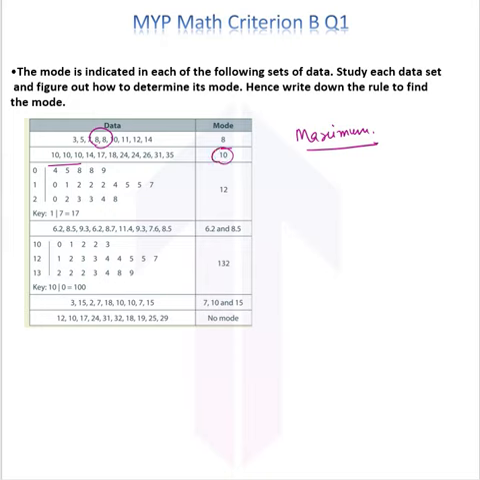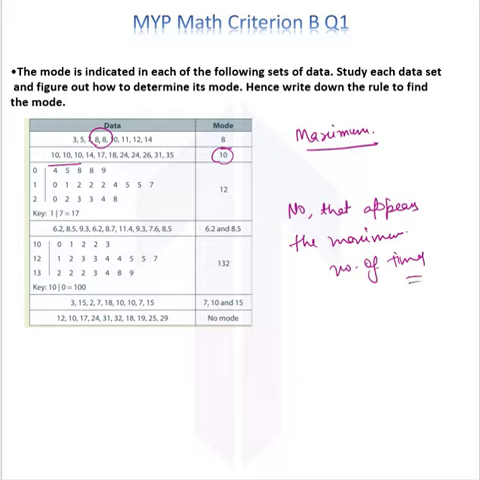So what is the general rule to find out the mode? We would say the number, or the observation, that appears the maximum number of times, that is your mode. So the rule is simply: the number that appears the maximum number of times is your modal value.